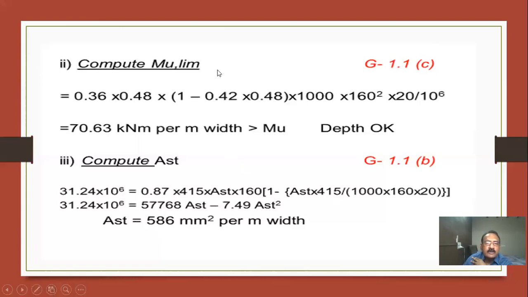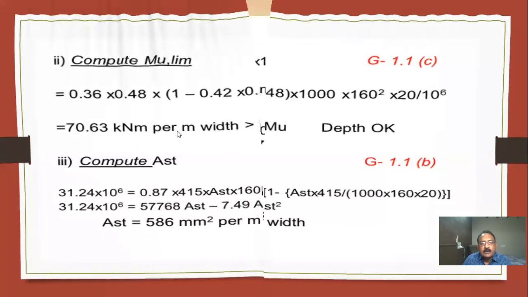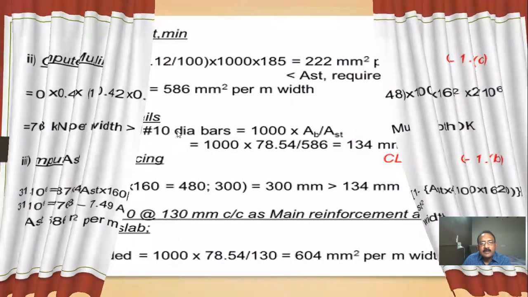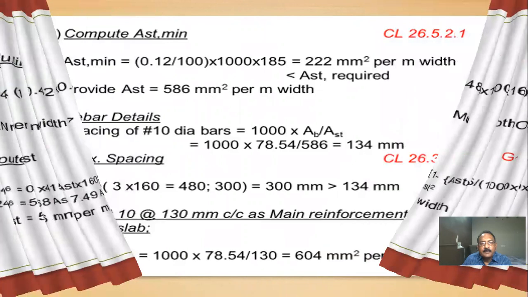How to calculate? First, after getting the effective depth, we calculate the dead load and live load, add the floor finish, and find the factored load. Then we find Mu limit, right? And we compute Ast, the area of steel required.